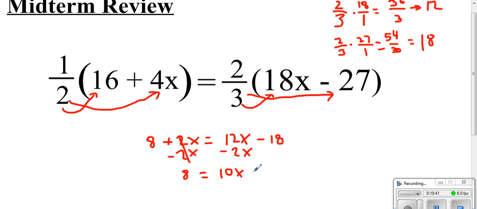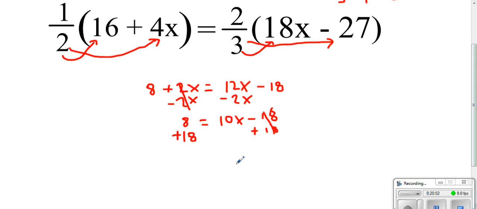And then you have minus 18. Remember, your objective is to get the x alone. The variable has to be alone. So the opposite of negative 18, or minus 18, is positive 18. So this cancels. I'm going to go over here. Actually, I'm just going to scroll down.